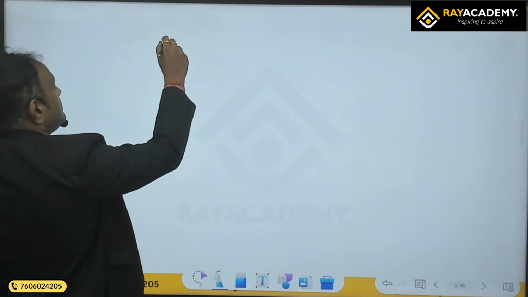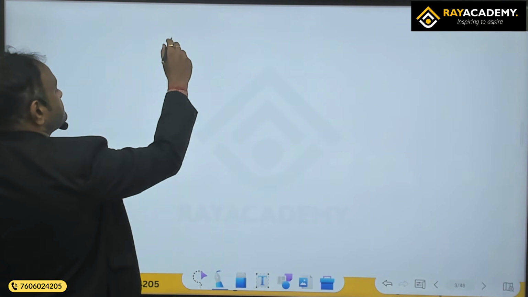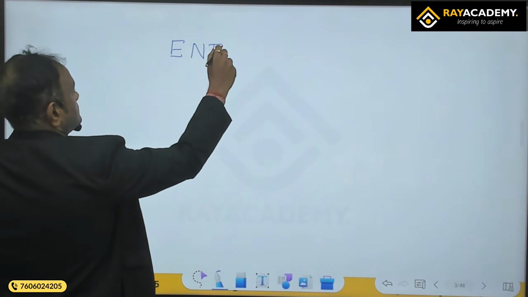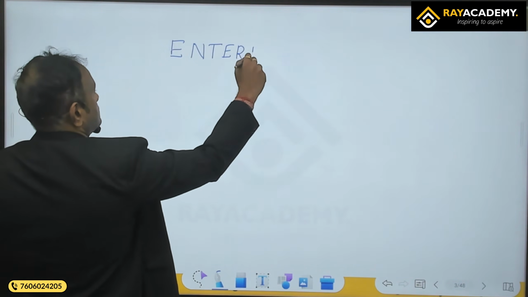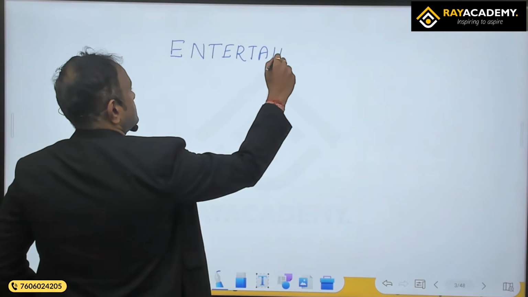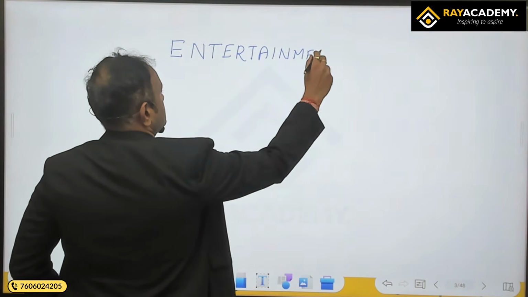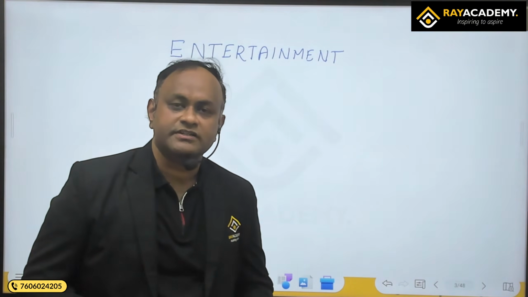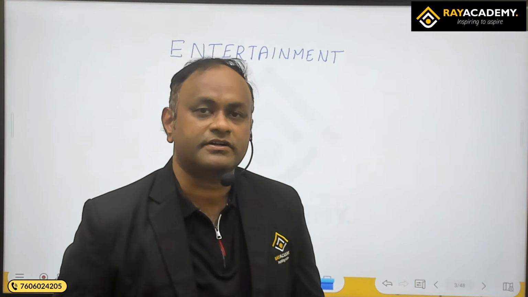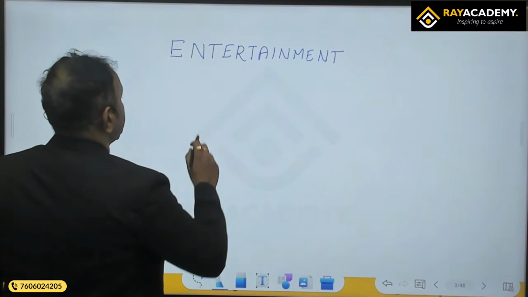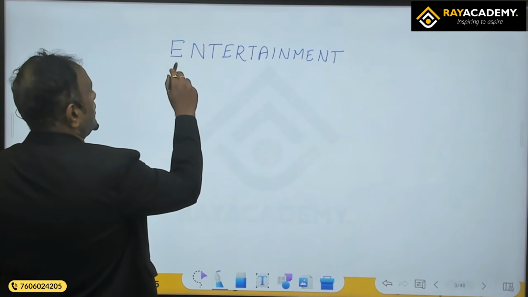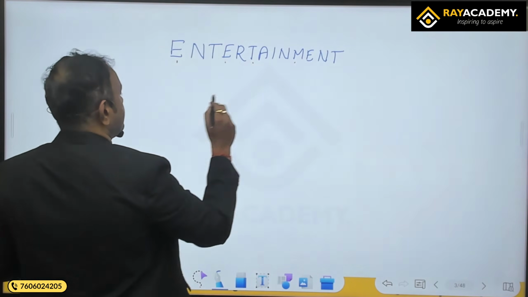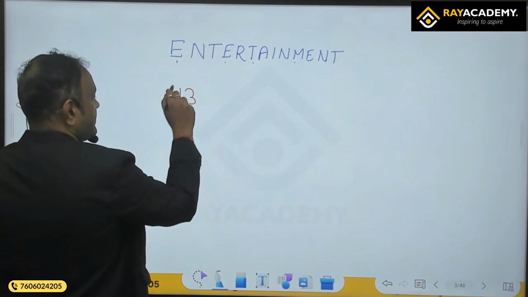There is another word, let's say entertainment. The question is the same: how many words can you form using the letters of the word entertainment? If you count how many entities there are, 1, 2, 3, 4, 5, 6, 7, 8, 9, 10, 11, 12, 13. So 13 entities are there in total.